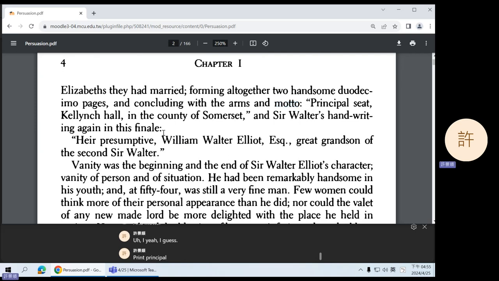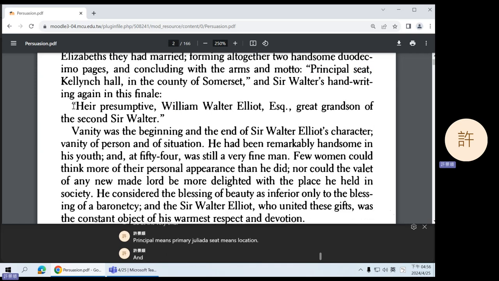Principal seat, Kellynch Hall in the county of Somerset. And Sir Walter's handwriting again in this finale, so at the very end. Principal means primary, 主要的. Seat means location. And then Sir Walter adds this at the end. Heir presumptive, William Walter Elliot Esquire, great grandson of the second Sir Walter.